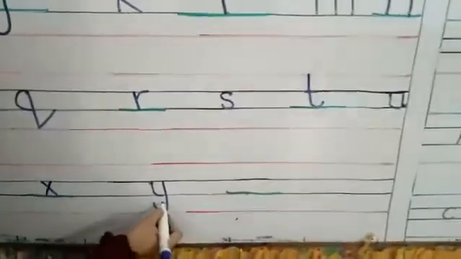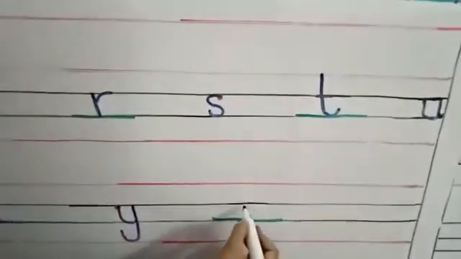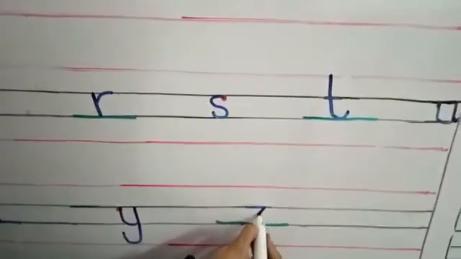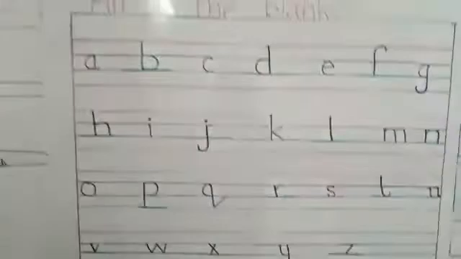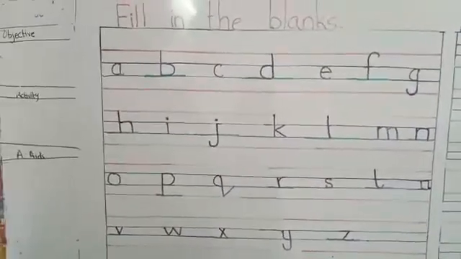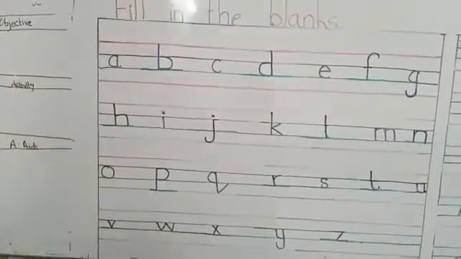X, Y. What comes after Y is Z. Z is our last letter. So dear students, you all have to write it down in your winter vacation copies by the same line pattern.